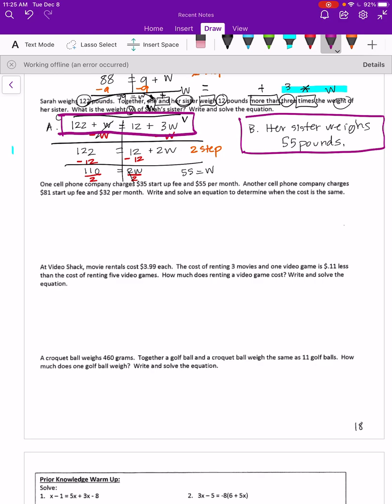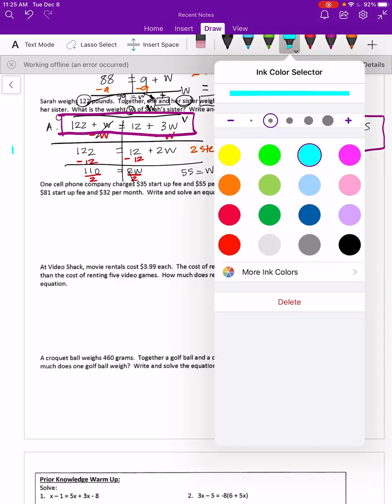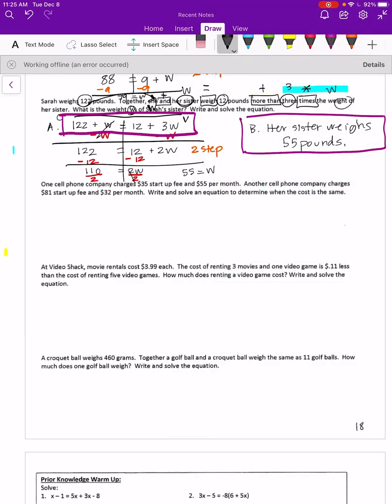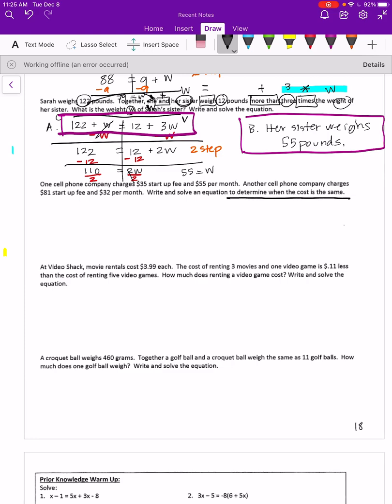So this, I'm going to kind of show you how it gets put together first, okay? So it says one cell phone company charges $35 startup fee and $55 per month. Another cell phone company charges $81 startup fee and $32 per month. Write and solve an equation to determine when the cost is the same.